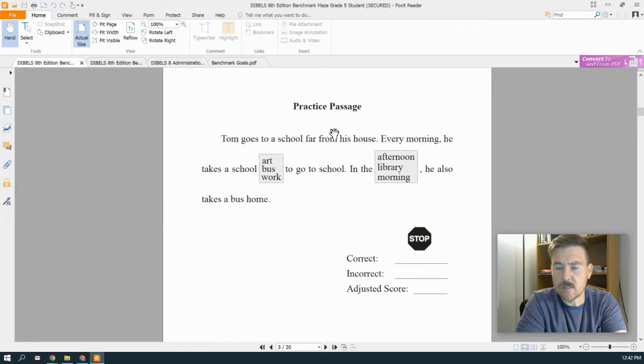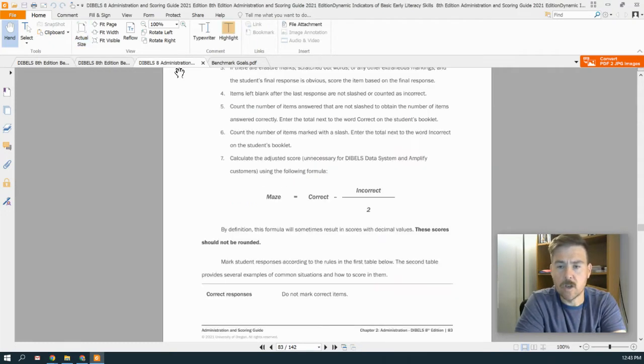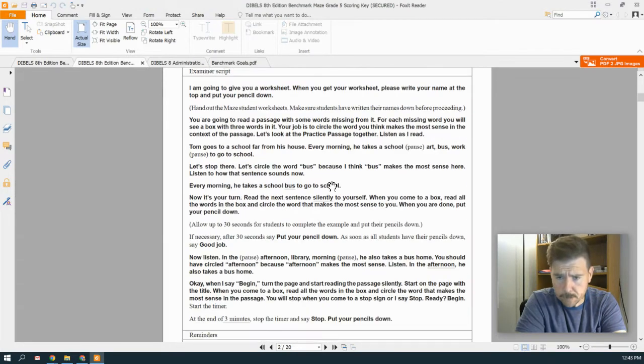the practice passage with the students and make sure that they understand how to mark, usually with a circle, but it has to be a clear marking. You want to make sure that they understand to just mark one answer. We'll talk more about that in just a second.